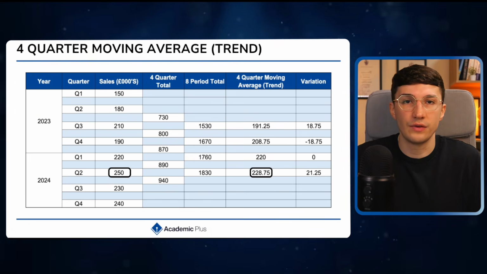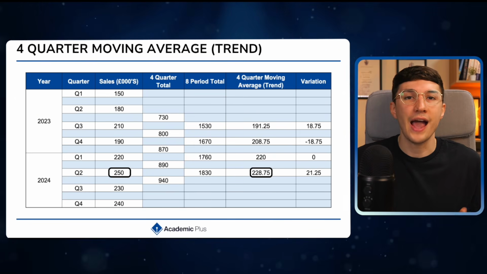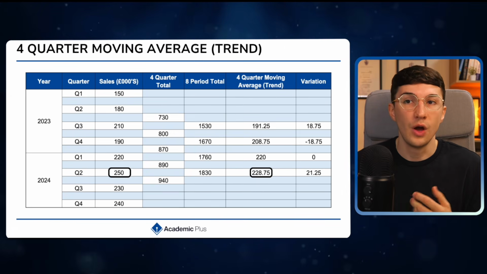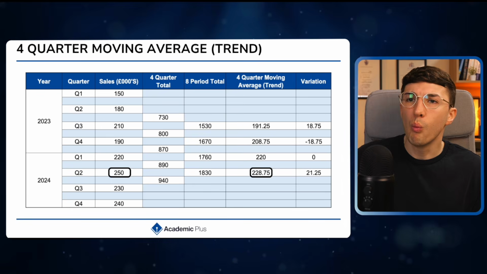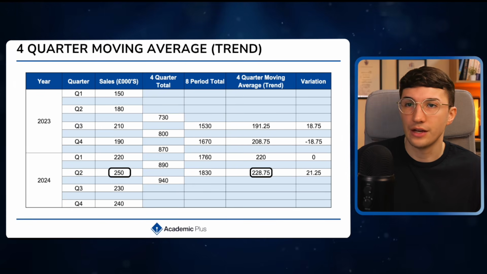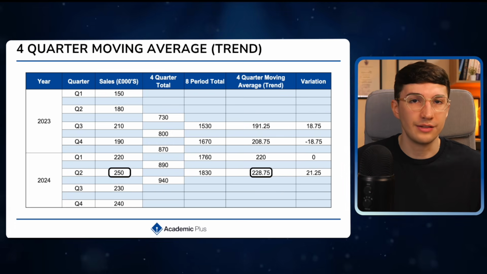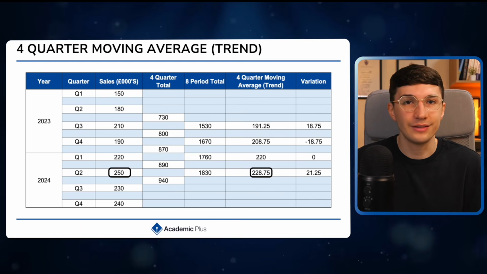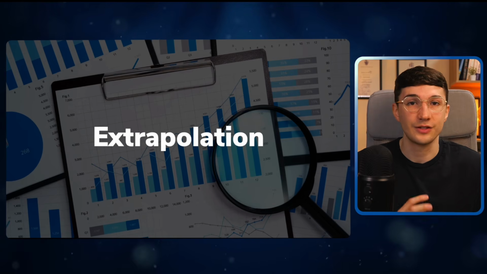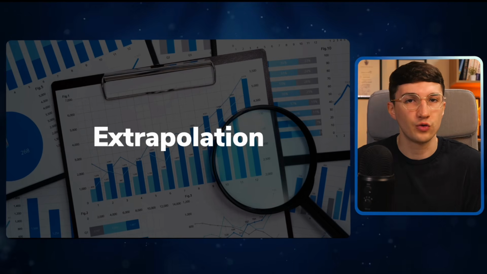Now, the idea with the variation is to try and identify any seasonality. So when we are looking at that 4-quarter moving average trend, we can start to identify, well, what was happening in Q3 and Q4? Why was one of the variations positive? Why was the next one negative? Maybe we've got a bit of seasonality within our demand.